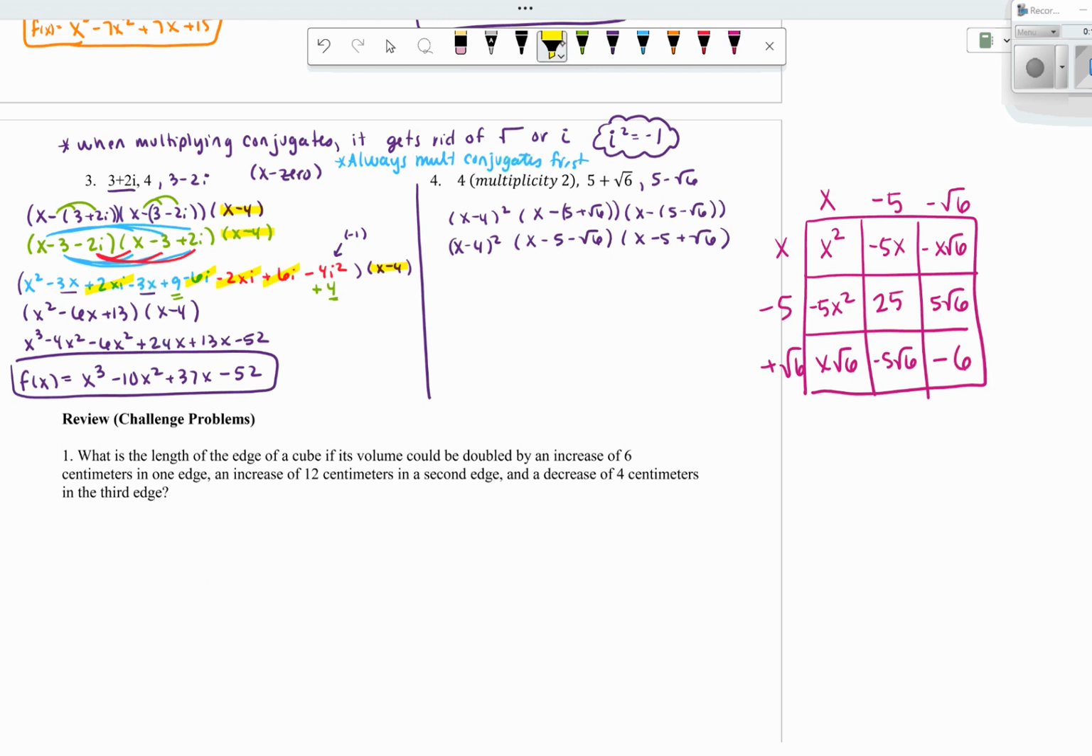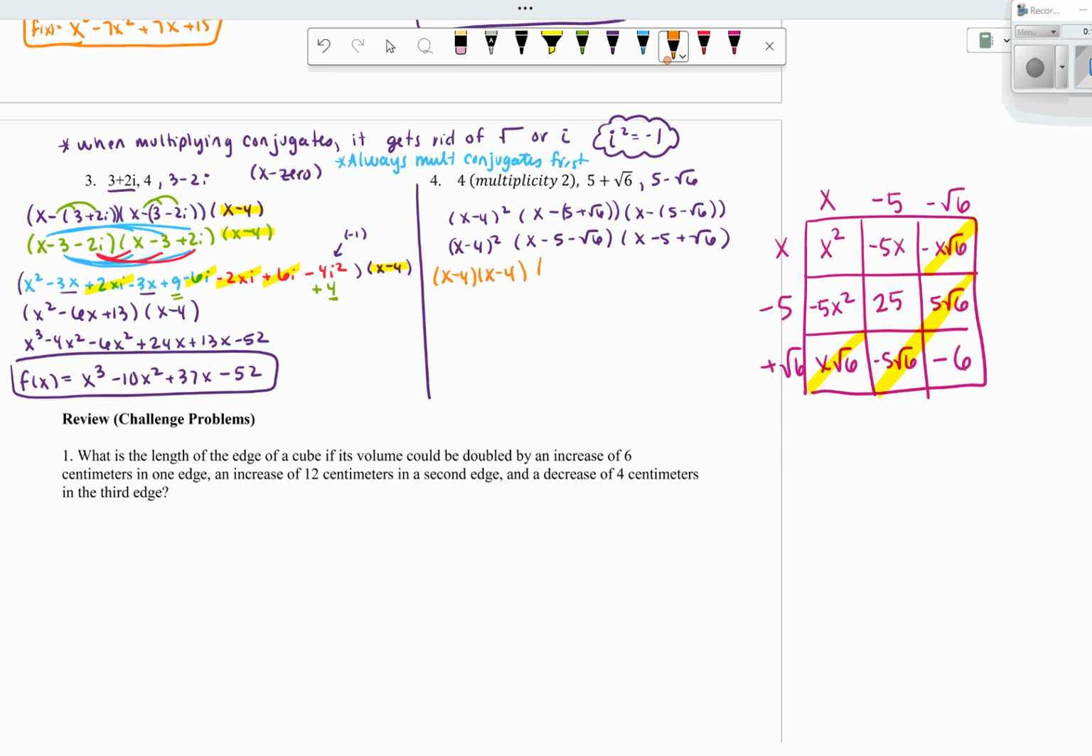And then you can see right away that your x root 6 and negative x root 6 cancel out. And then also these radicals cancel out. So you look and see that there's not any radicals left in the equation, which should always happen when you're multiplying your conjugates. So when we combine our like terms, I'm going to write this one out as x minus 4 times x minus 4.